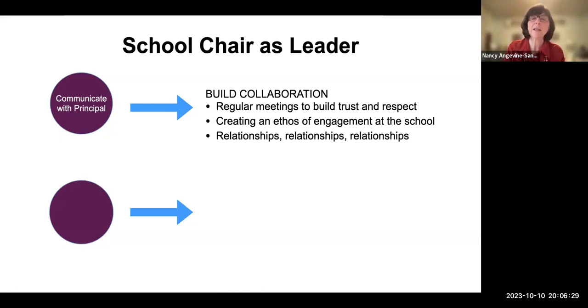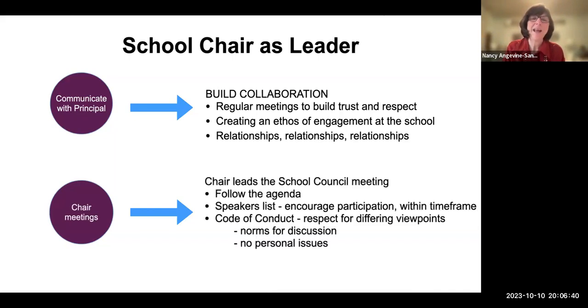And as a leader in your school, part of your job is communication and relationship building. Again, we're going to talk about that more in the next module. And of course, it's your job to chair the meetings. You have to make sure that you're following the agenda. You may need to keep a speaker list. You want to keep an eye on who is talking.